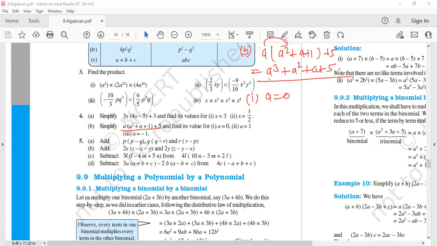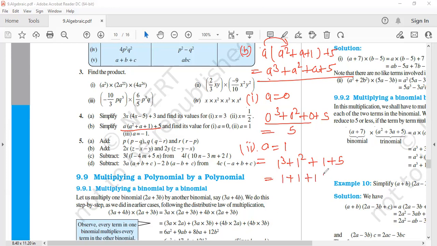So now for the first part, this is B. For the first part, a is equal to 0. That means we have to put a in this expression as 0. So 0 cube plus 0 square plus 0 plus 5 gives you simply 5, because all the other terms will be 0. So it's very easy. And for a is equal to 1, put a is equal to 1 there.